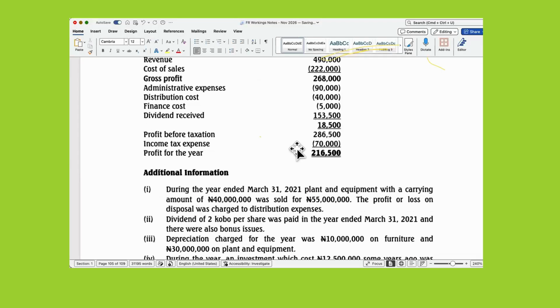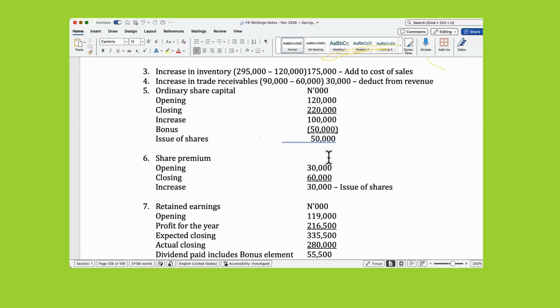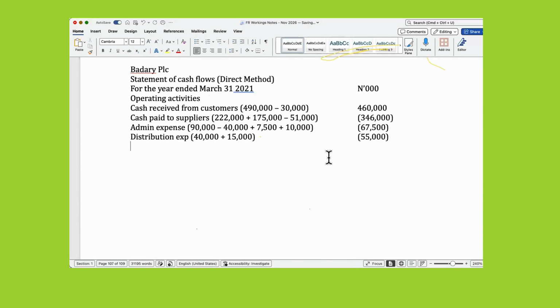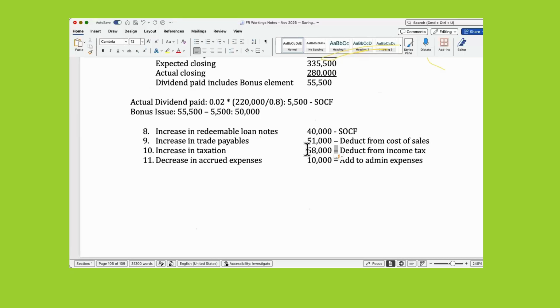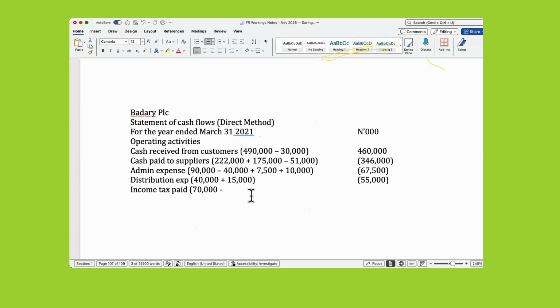Then I have my income tax, which is 70,000. So I have income tax paid 70,000. How much are they owing? They're owing 58 this year. So deduct, I already did deduct from income tax. It is 58. So how much was paid? That'll be 12, I guess. Yes, 12. And that's all.